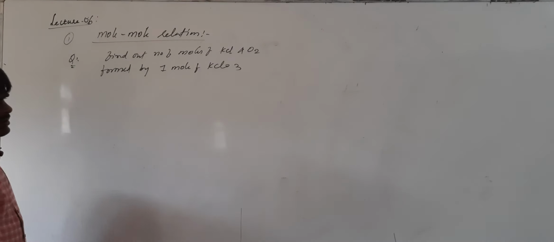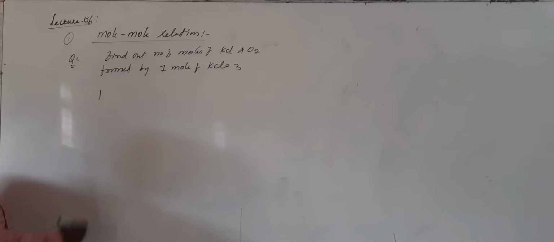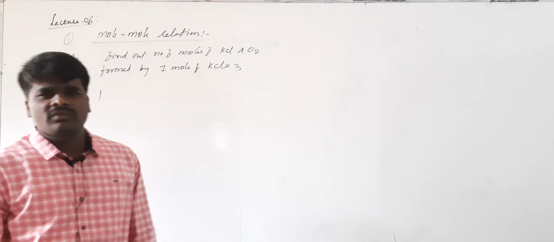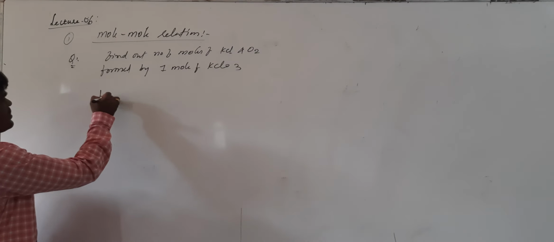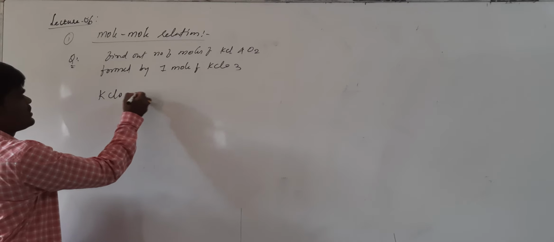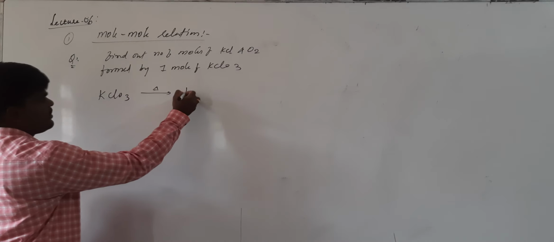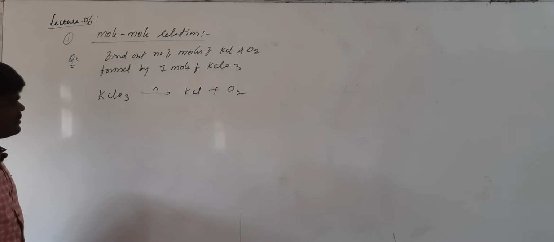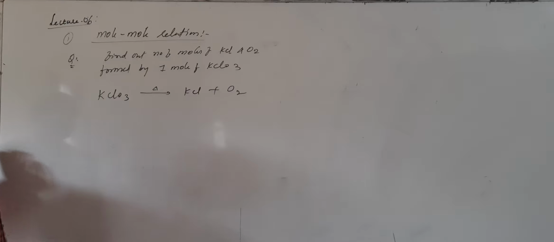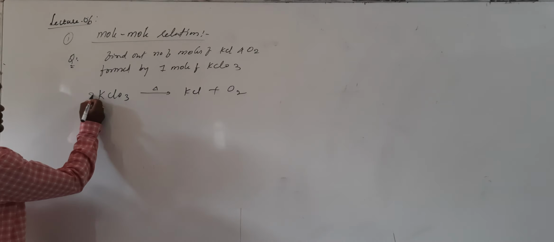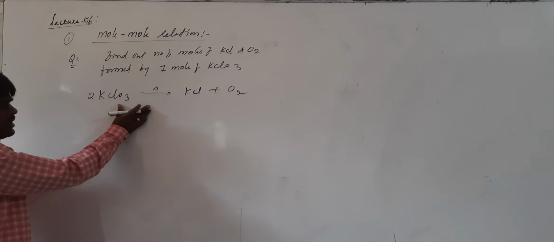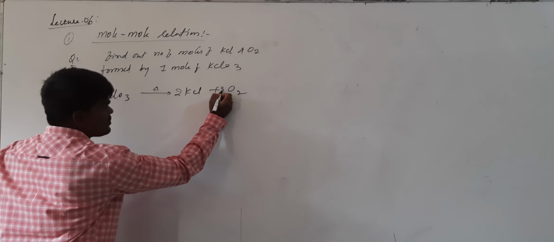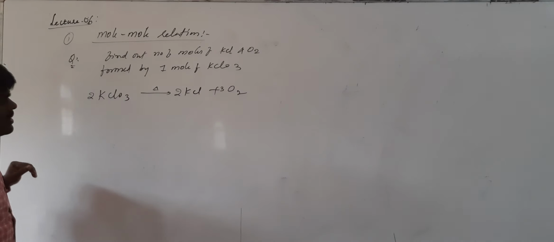It is asking us to find out the number of moles of KCl and oxygen formed by 1 mole of potassium chlorate. First of all, you need to know that when potassium chlorate is thermally decomposed, it gets decomposed to potassium chloride as well as oxygen gas. Let us try to write the balanced equation for this decomposition. When it is heated, it will be converted into potassium chloride plus oxygen gas. Is it balanced? No. The number of oxygens are not balanced. So let us take 2 moles of potassium chlorate. On decomposition it forms 2 moles of potassium chloride as well as 3 moles of oxygen. Now it is balanced.